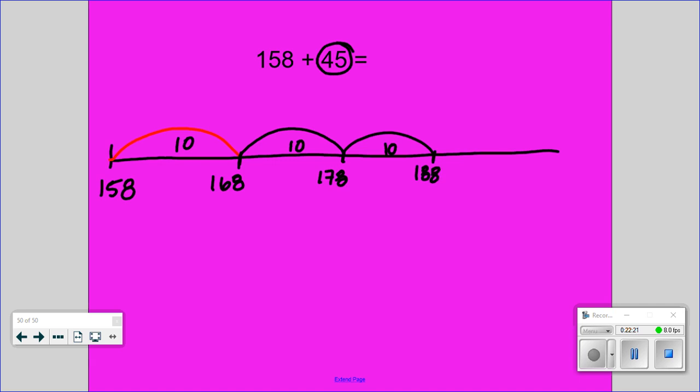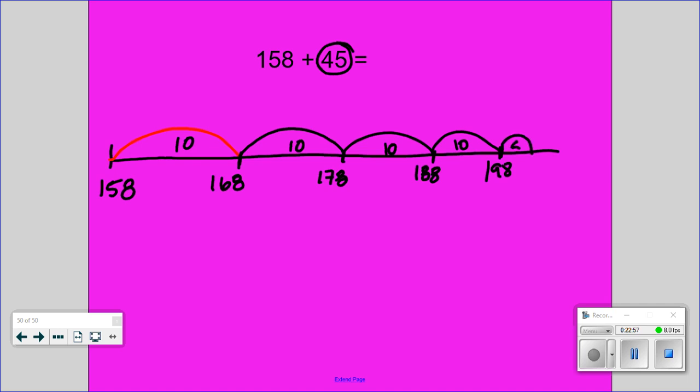Do I need to do another 10 jump? Autumn, do I need to do another 10 jump? How do you know? Yes, we are trying to get to 45. We can do 4 10 jumps if we're getting to 45. Arwen, what's that going to take us to? 198. Am I done? No. Now I have to do 5.